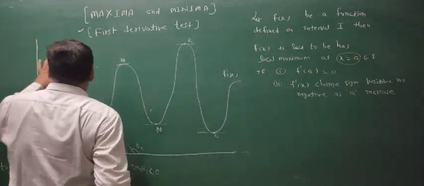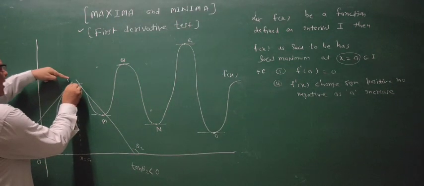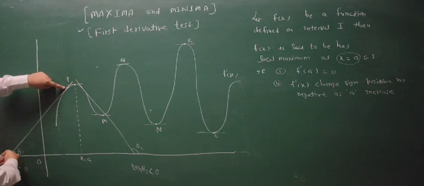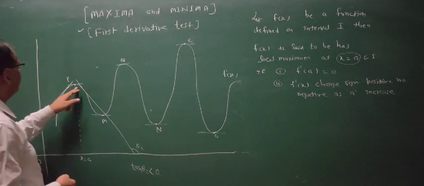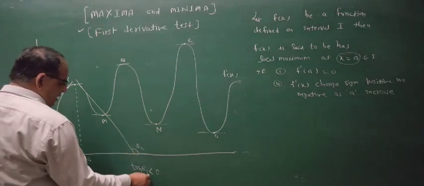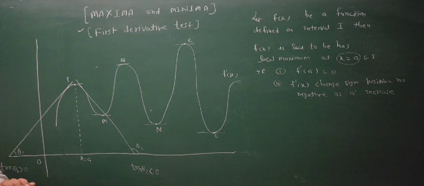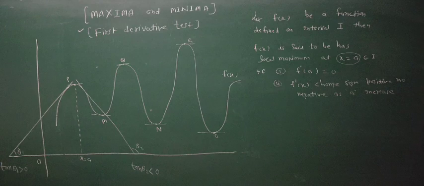This is the condition for the first derivative test. What is the condition? Here we are observing the point x equal to a. Before x equal to a, we take a point and draw a tangent. The tangent makes an acute angle with the positive x-axis, so tan theta 1 is greater than 0. That means the slope of the tangent is positive. And after x equal to a, the slope of the tangent is negative because the angle is obtuse. So f dash x changes sign from positive to negative as x increases. This is the first derivative test for the local maximum.